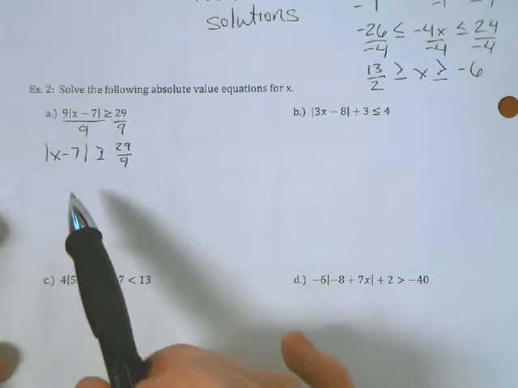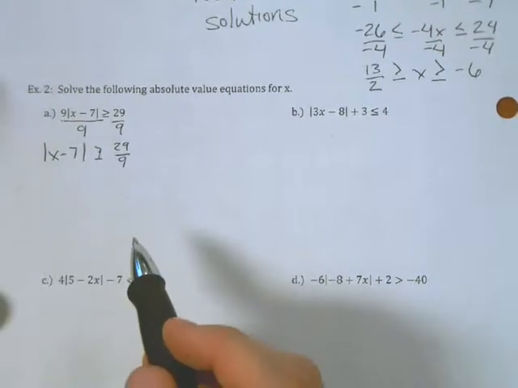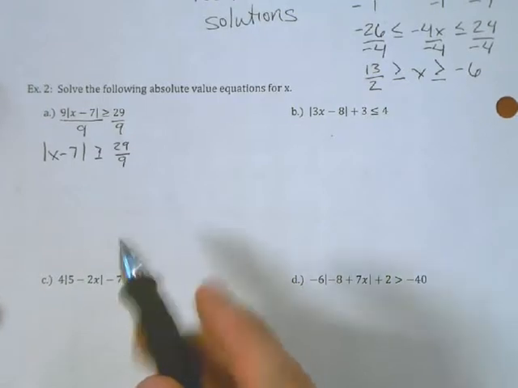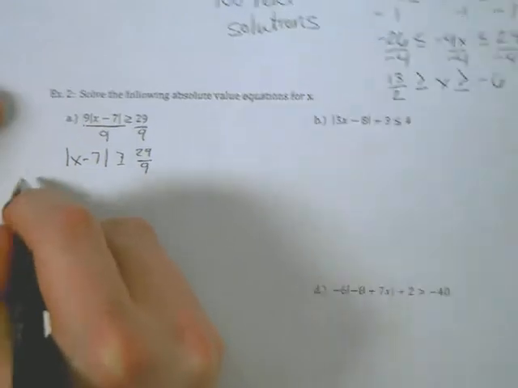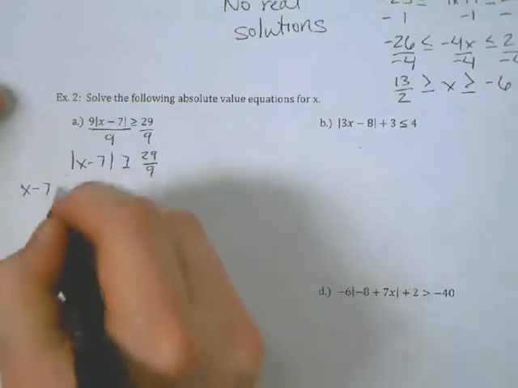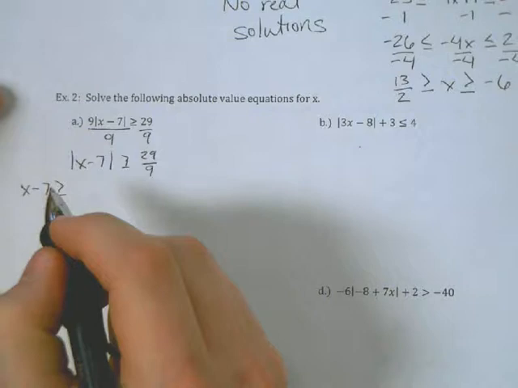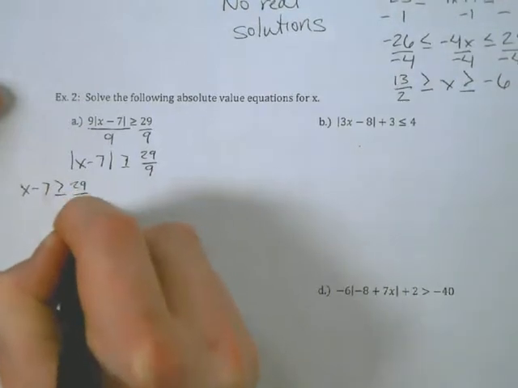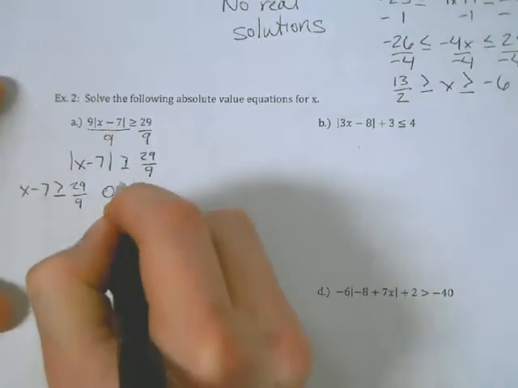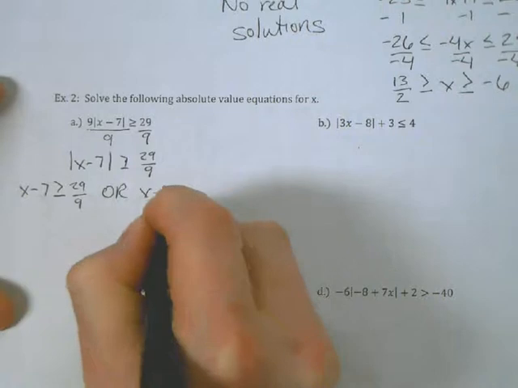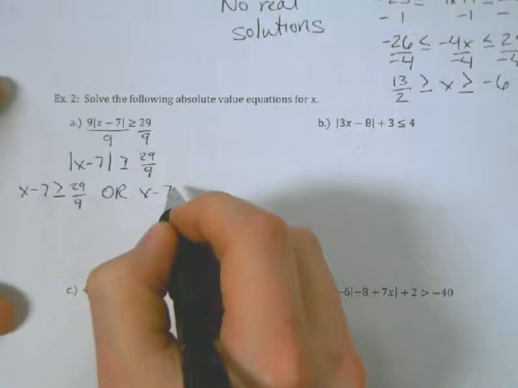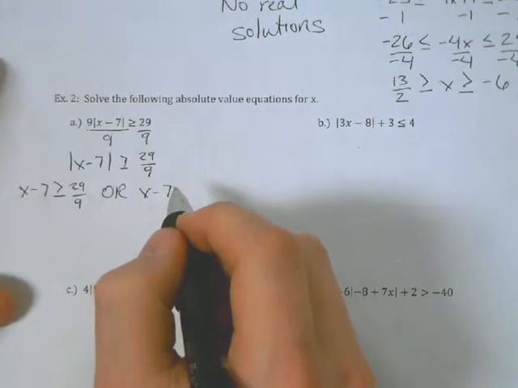X minus 7 is greater than or equal to 29 over 9. Good. Or x minus 7 over 9.